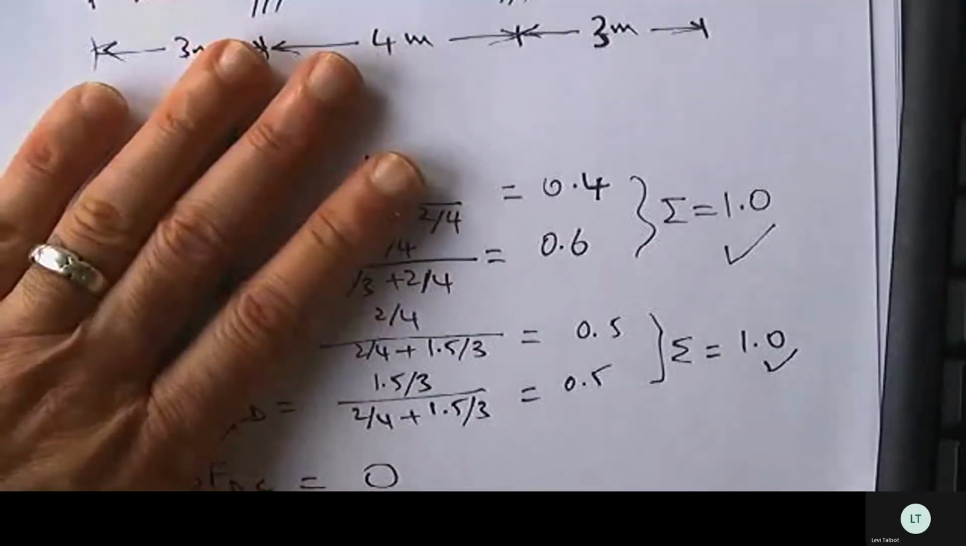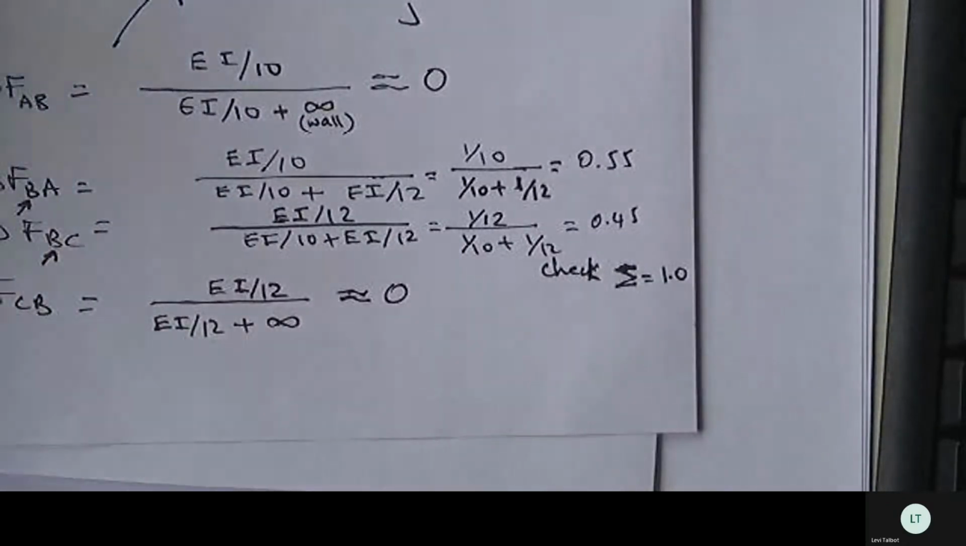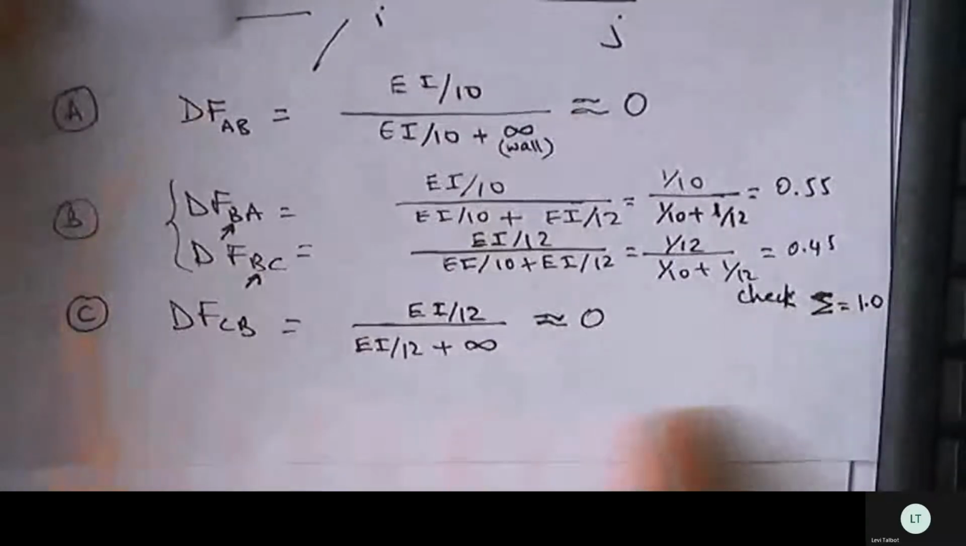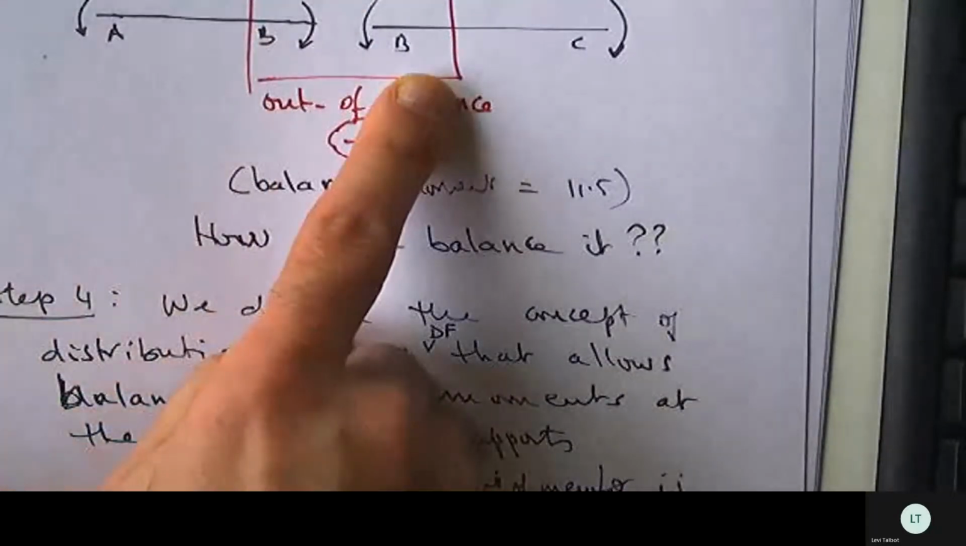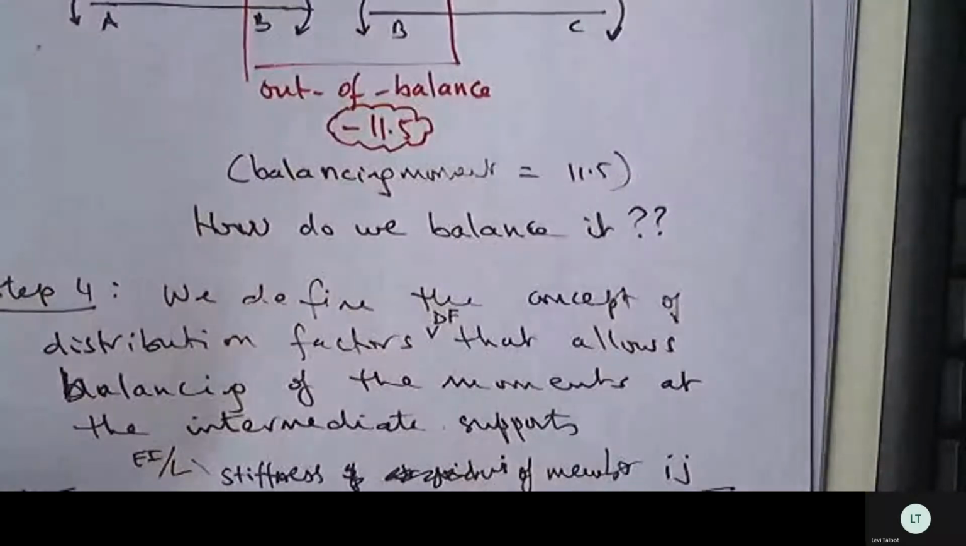Have we finished with this, please? Yeah, everyone? Thank you. So this is just an extra to explain. Let's go back to our problem. So now we've got the distribution factors, right? We have determined the fixed end moments. We have determined the distribution factors. Now you can ask me, what does it have to do with this here? Because remember, we need to balance this. So that's the next step.